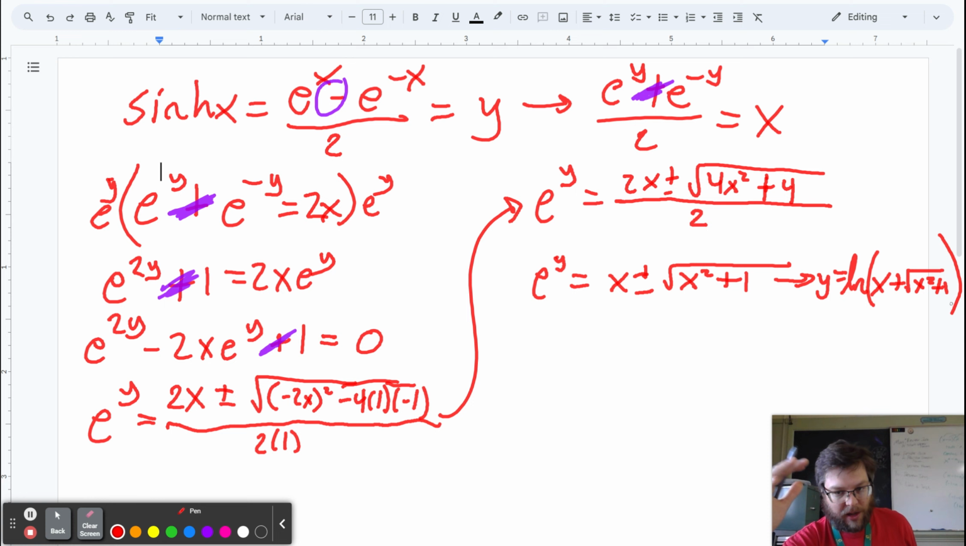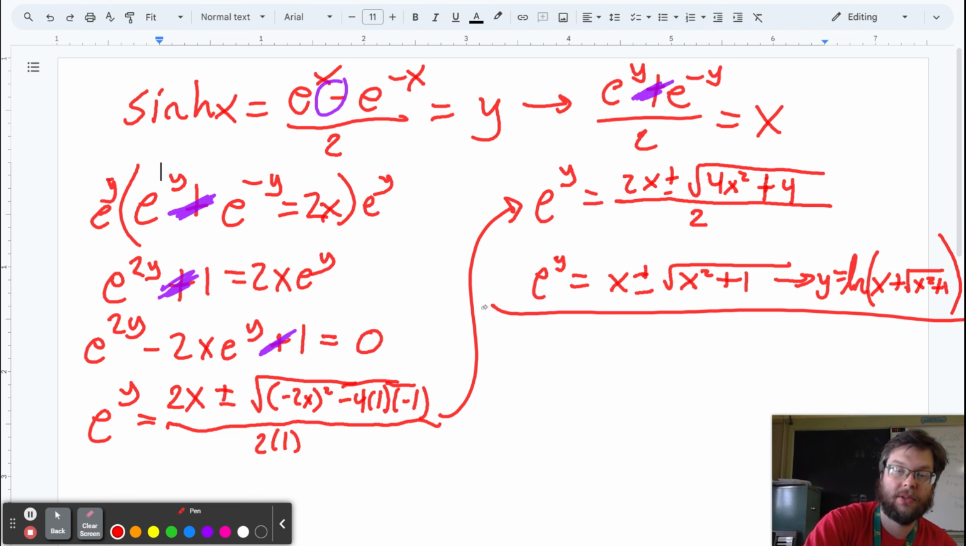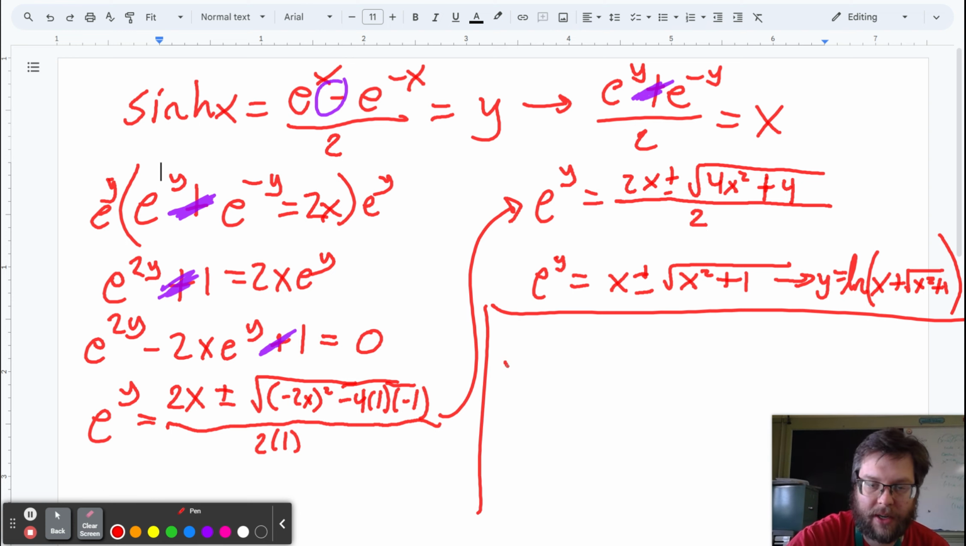So all of this gives us the groundwork that we need to actually evaluate the nasty integral that we were asked about. We were asked about integrating 1 over the square root of 1 plus x squared.